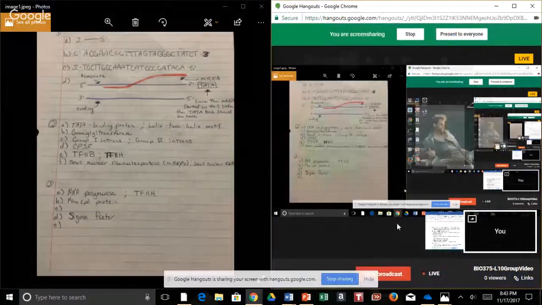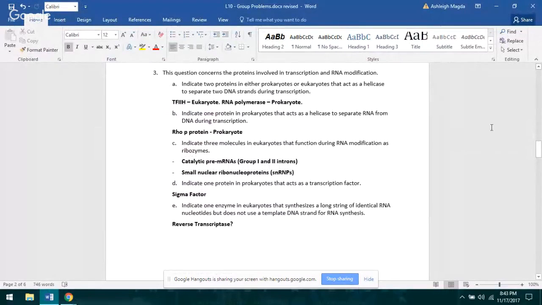Okay, and I'm taking question 3. Question 3, it can get a little tricky. Just really look through the instructor's notes and it should be clarified. Just remember what the differences between eukaryote and prokaryote are, and that'll tell you which proteins go to them. So for A, indicate 2 proteins in either prokaryote or eukaryote that act as helicase to separate the 2 DNA strands during transcription. I got TFIIH, which is the eukaryote, and then for prokaryote, I got RNA polymerase.